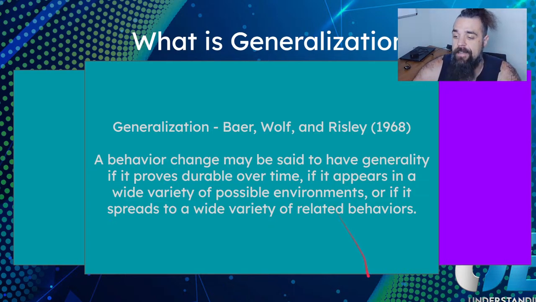And then lastly, if it spreads to a wide variety of related behaviors. So this is going to be our response generalization component. So these are really the three components of generalization. We have maintenance, stimulus generalization, so behavior occurring in a lot of different contexts. And then response generalization is that this causes new related behaviors to emerge with the initial amount of behaviors taught.